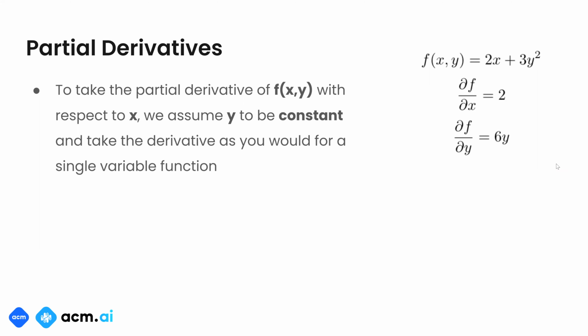What's the derivative of 3y squared with respect to x? Well, y is constant with respect to x, and the derivative of a constant is 0. So our whole partial derivative is 2. Similarly, for the partial with respect to y, 2x is constant for y, so we ignore it and say the derivative of 2x is 0 with respect to y. Now we have 3y squared, and its derivative is 6y.